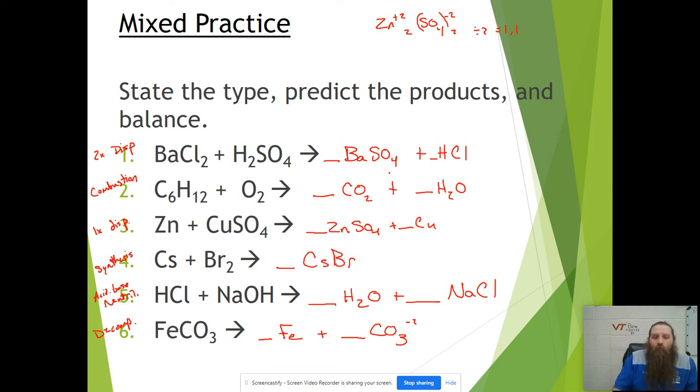We can do grouping for most of them. I'm going to let you guys work your balancing. If you can't figure out how to balance one of them, just let me know, and I'll be glad to give you a hand, all right? So this is pretty much it for the balancing unit. Make sure that you can predict products. Make sure that you remember to cross the charges, balance by grouping, all that good stuff, okay? So if you have questions, absolutely let me know, and I'll be glad to give you a hand.